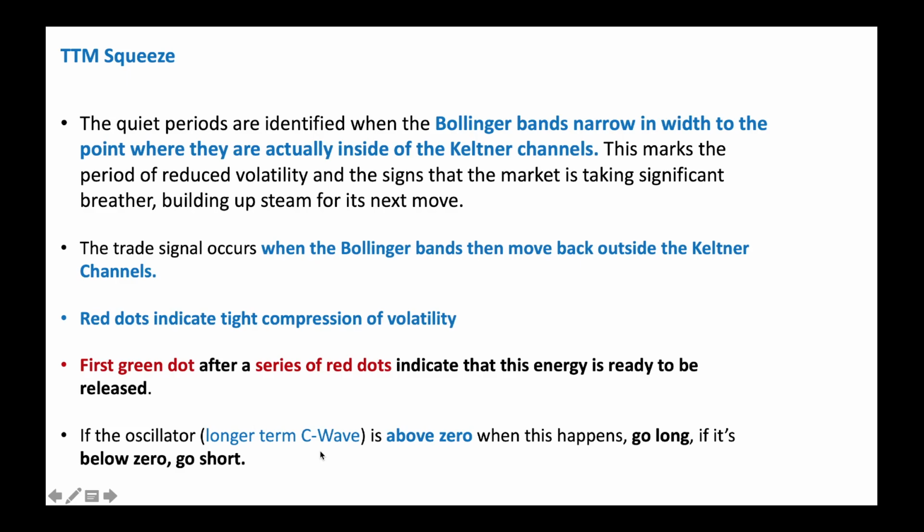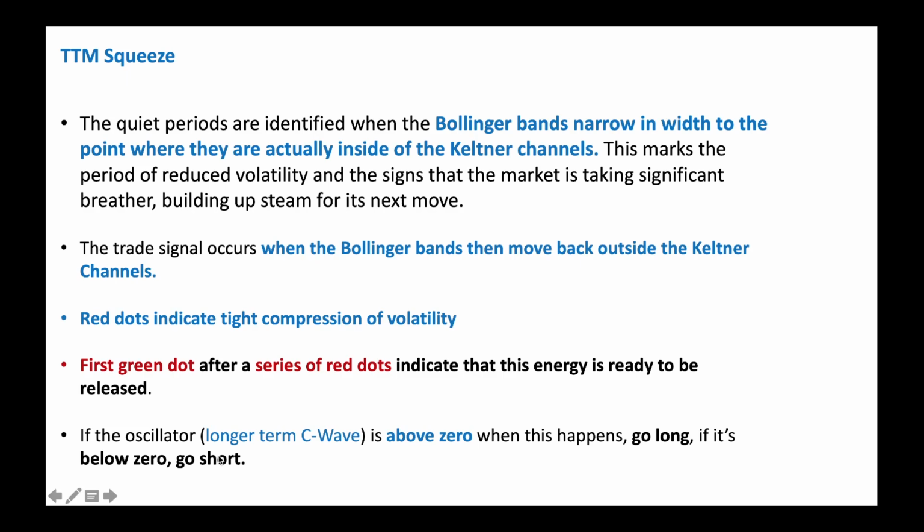We look at it as we go into Thinkorswim in a minute. If the long term oscillator, which is a C wave, is above zero when this first green dot comes, then you go long, meaning you buy stock or call option or call spread. But if it is below zero, then you can go short, basically buy some put options, or go short, meaning you can even short the stock.